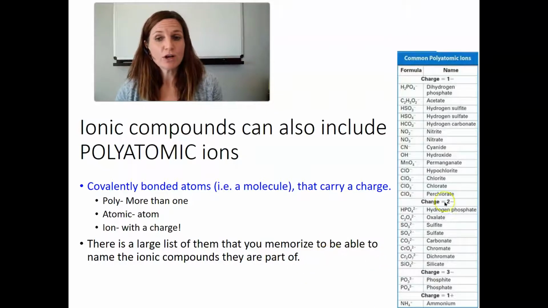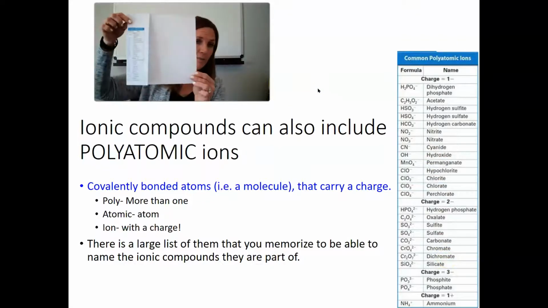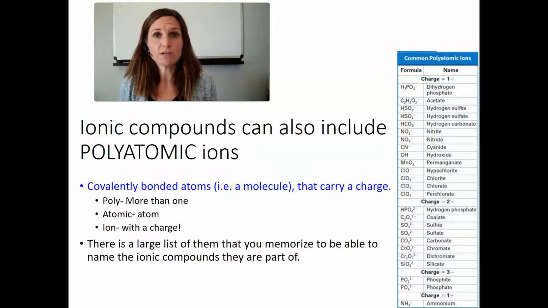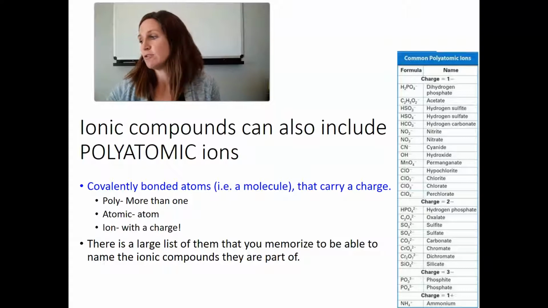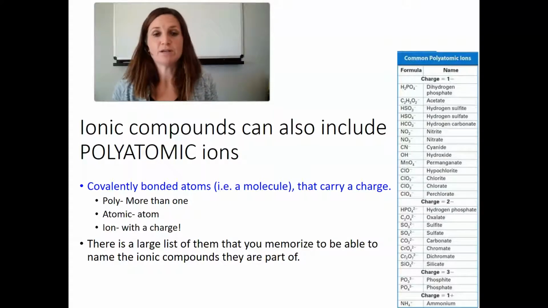The list is also always available to you in your textbook. I will have my own copy of the list here for reference. Whatever list works for you, just make sure you have it on hand. You should have that and your periodic table all within your arm's reach to be successful at naming.